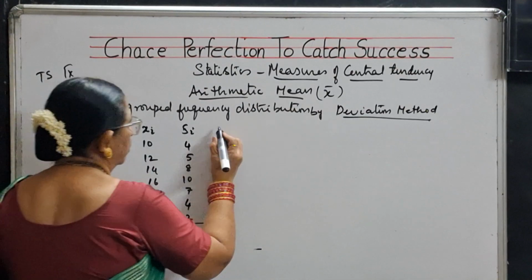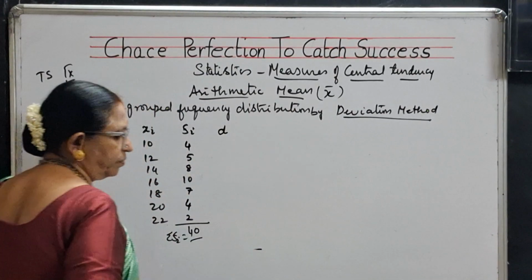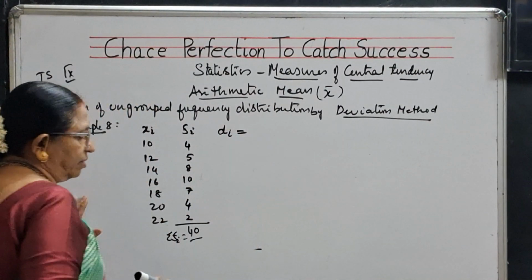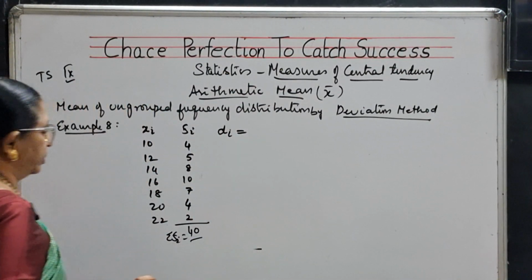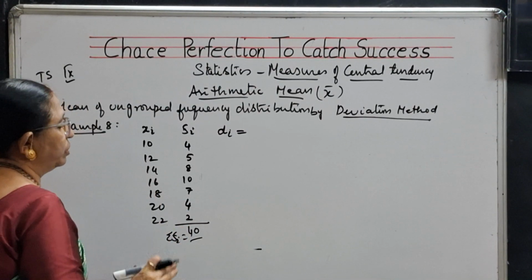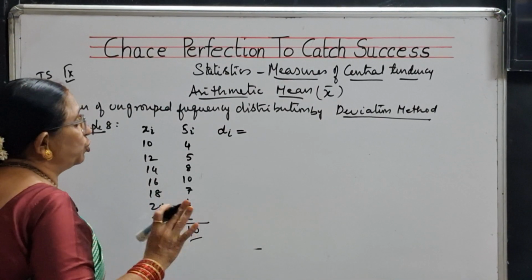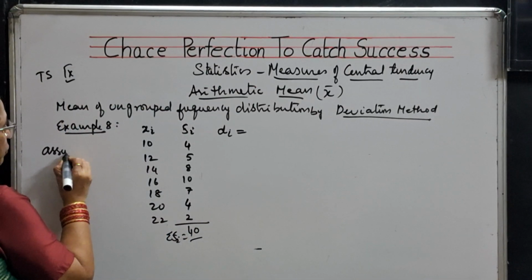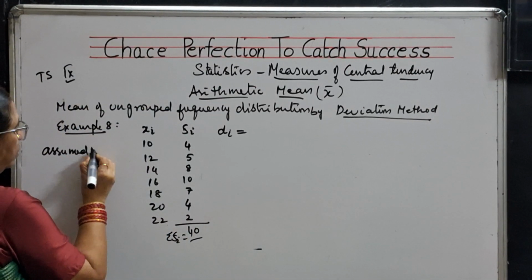Now we are going to talk about deviation. What is this deviation for class intervals? This we are going to use for grouped data also. What is deviation? You have to take one assumed mean. What did I say? Assumed mean.